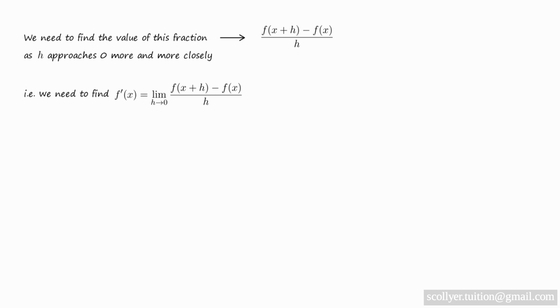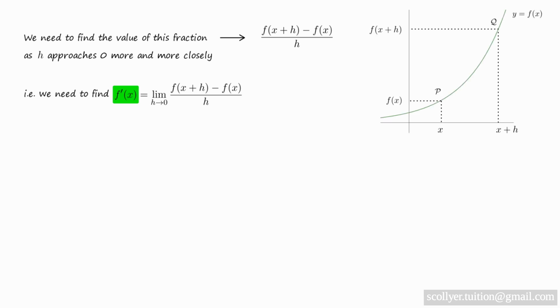And that gives us the value of the derivative, f'(x), at the point with coordinates (x, f(x)), i.e. at the point P shown on this diagram. We are considering 2 points, P and Q, on the graph of y equals f(x). They are separated by h along the x-axis and f(x+h) - f(x) along the y-axis.